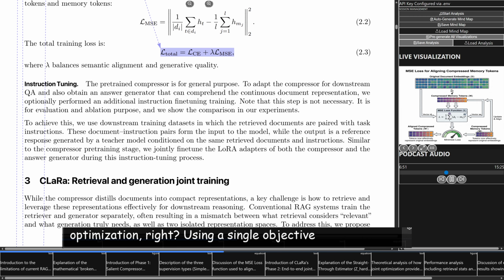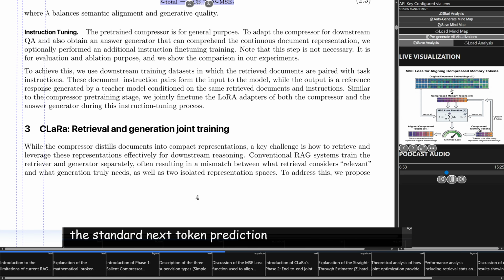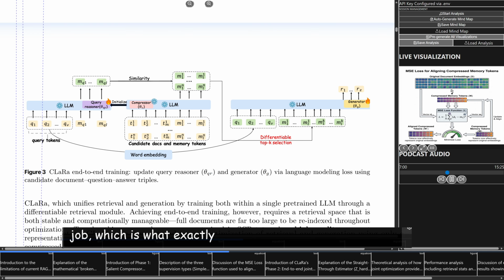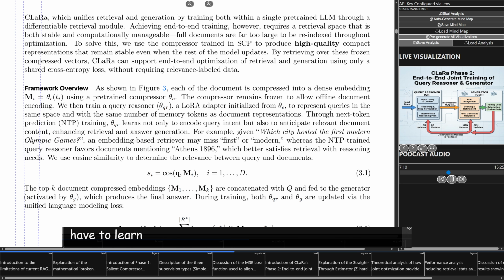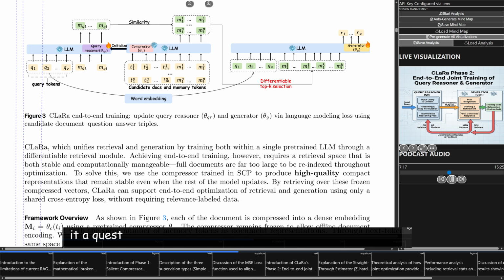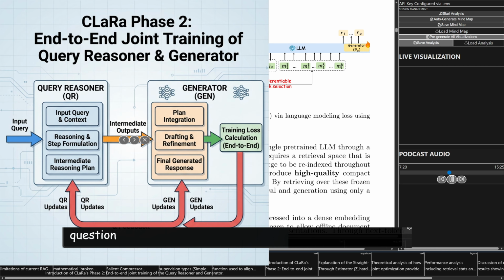So the goal is joint optimization, right? Using a single objective, which is just the standard next token prediction loss, CLaRa. But first, the query reasoner, θQR, has to learn its new job. Which is what, exactly? Its job is to represent the query in the exact same continuous space as those compressed documents we just made. And critically, it has to learn to anticipate what information the generator is going to need. That's a much higher bar than just matching keywords. So given a question, it's not just encoding the words in the question. It's trying to encode the semantic region where the answer must live based on everything it's learned about those compressed documents.